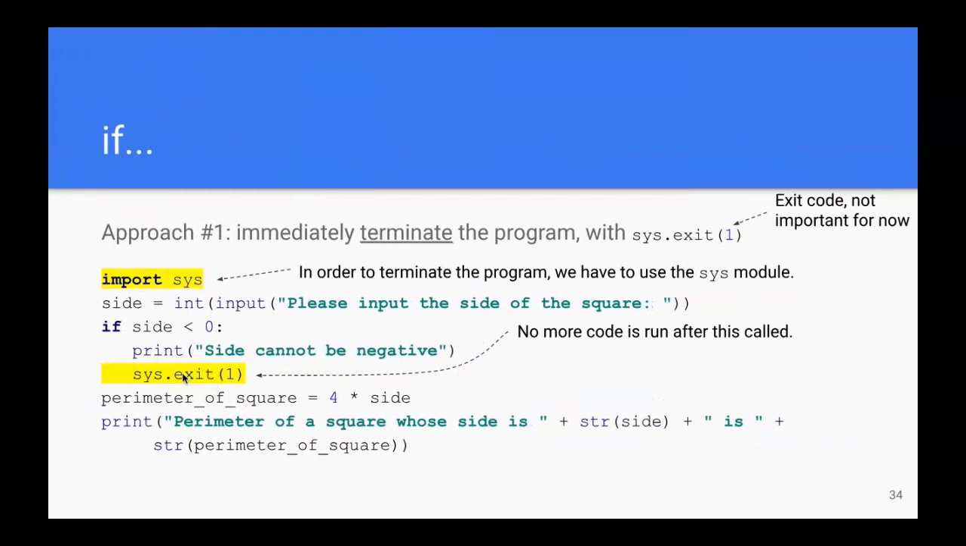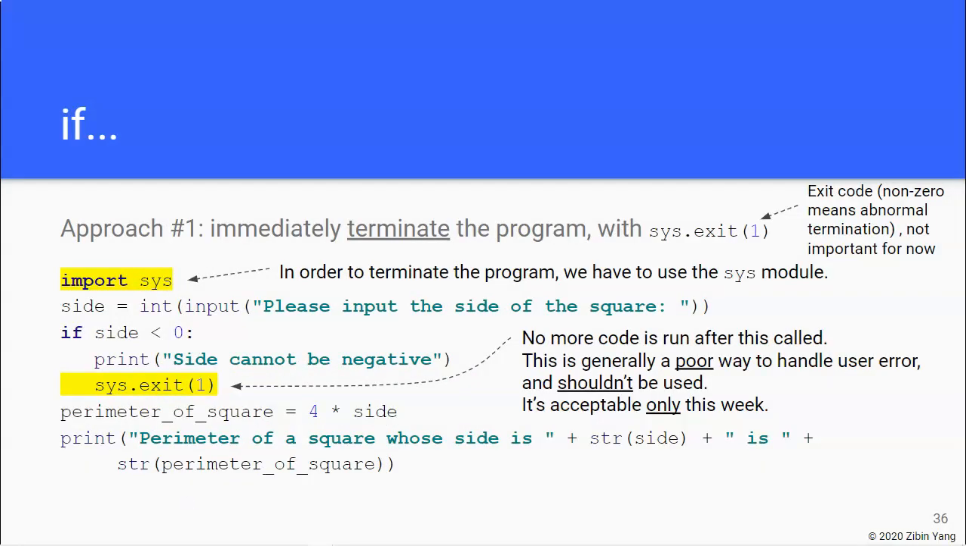Now, one thing about sys.exit, and this is very important, is that exiting a program is generally a very, very bad way to handle user error. It really should not be used. What you normally should do is tell the user something is wrong and give the user another chance to get it right. So killing the program is really not good.